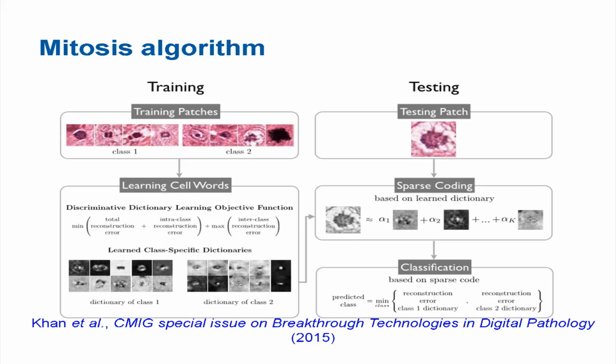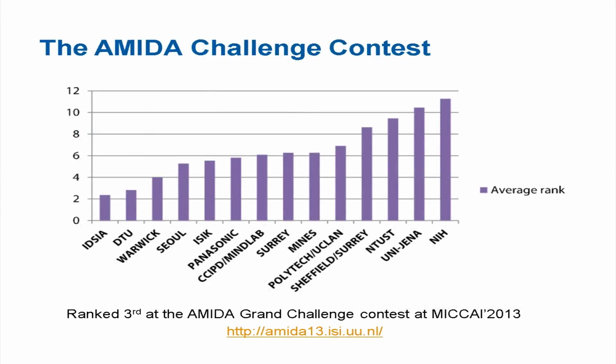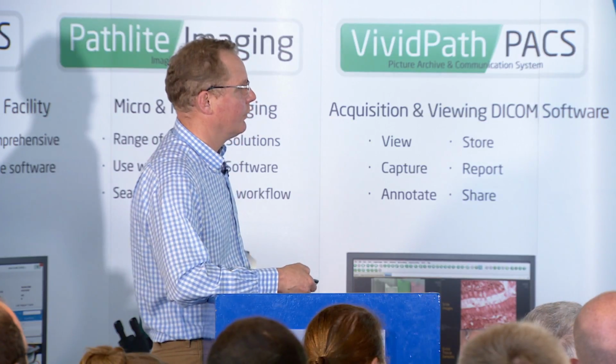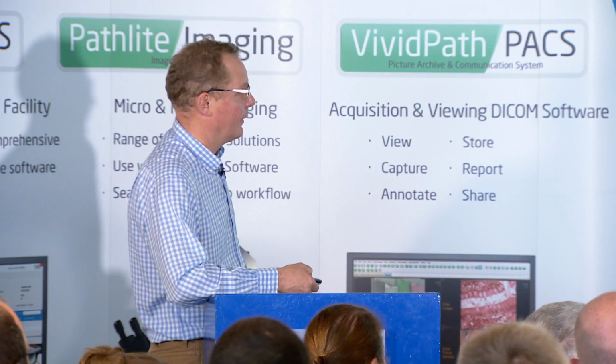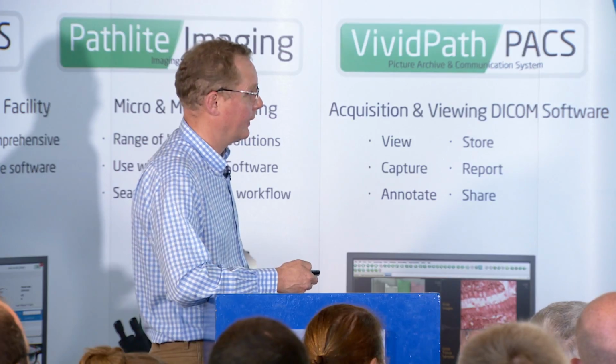So this was the AMIDA Challenge contest. This was conducted in 2013. This I think attracted 14 groups. And the winners are up here. So IDSIA, DTU and Warwick were the top 3 placed teams in this global challenge, which was presented at MICCAI 2013 on mitotic counting.